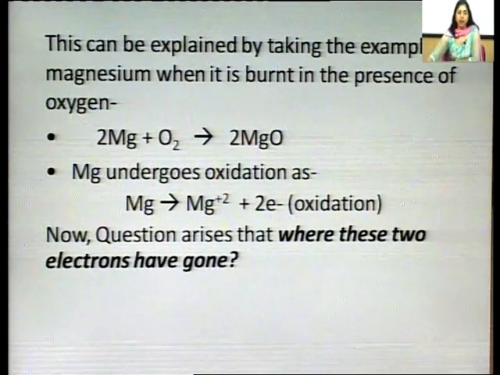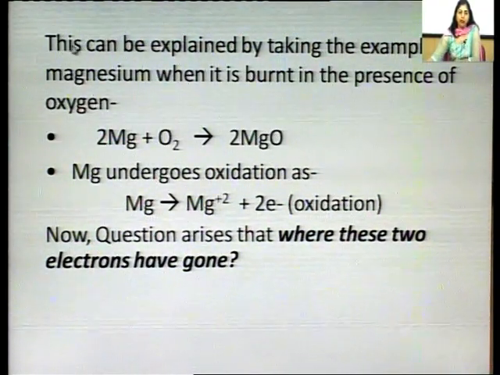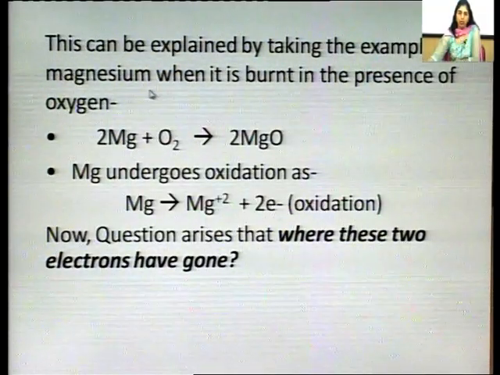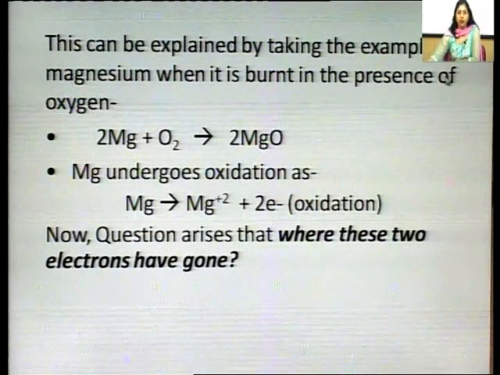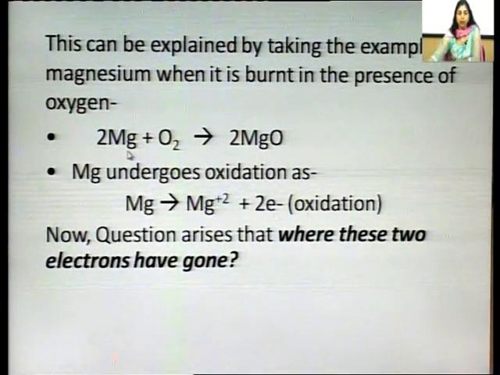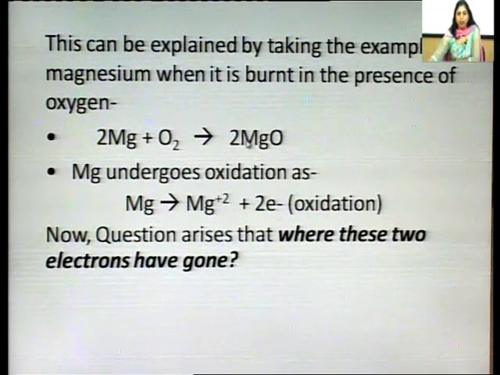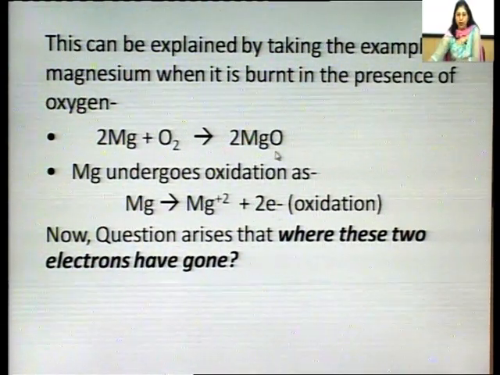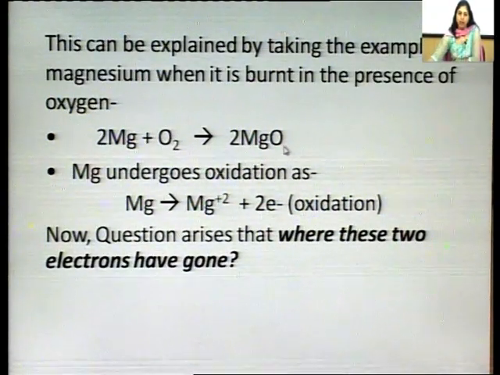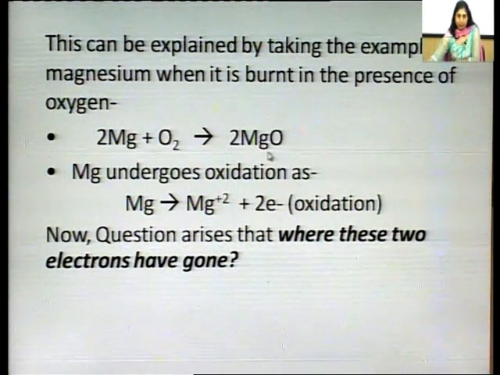I am giving you an example which can explain the same. This can be explained by taking the example of magnesium, that when it is burnt in the presence of oxygen, the reaction is magnesium reacting with oxygen, forming magnesium oxide. This is basically a reaction which involves both of the processes.